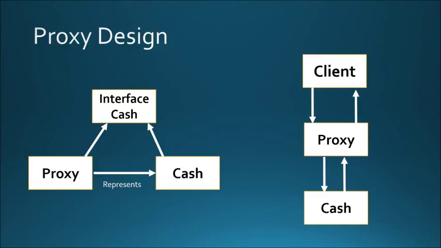So on the right diagram, you'd see that the client can interact with the proxy. The proxy will then send their request to the actual object, and the actual object will respond to the proxy, and then the proxy will respond to the client. And you might ask, well, why do we even need that middle layer? It just makes things more confusing.